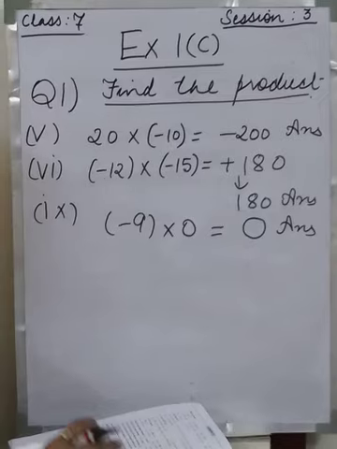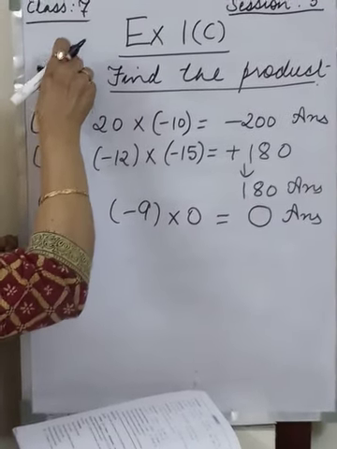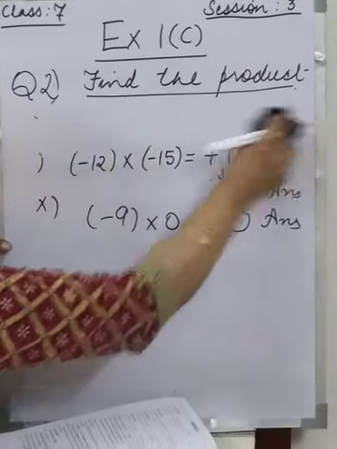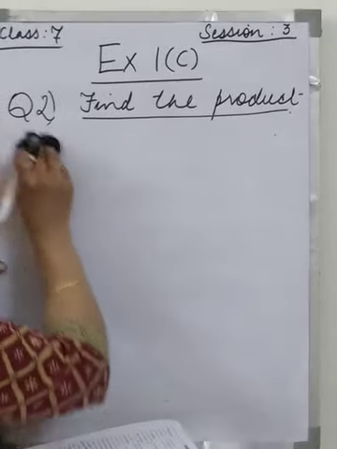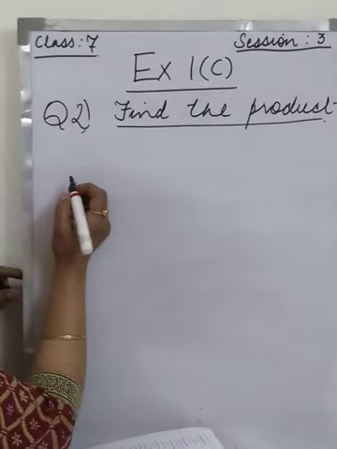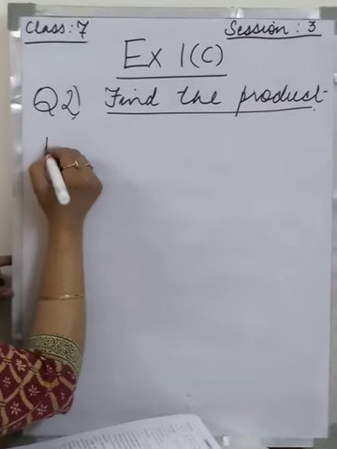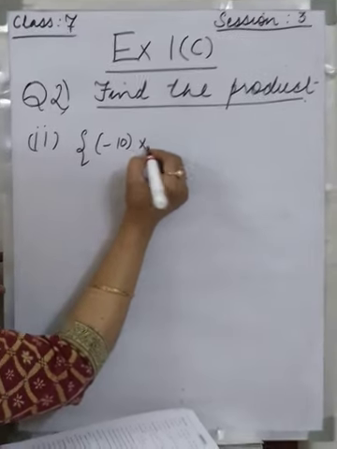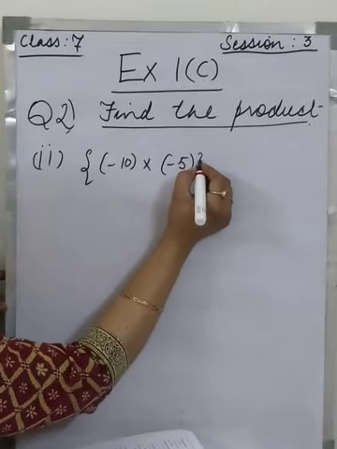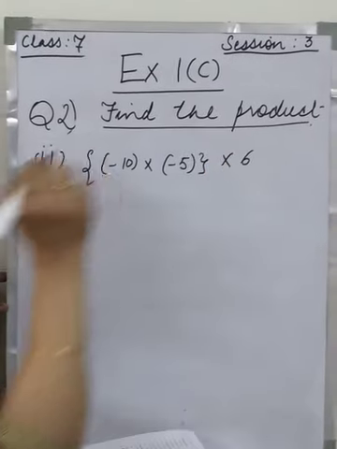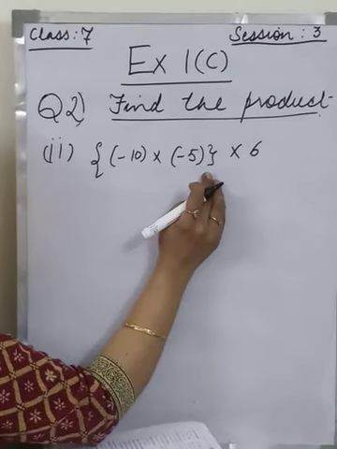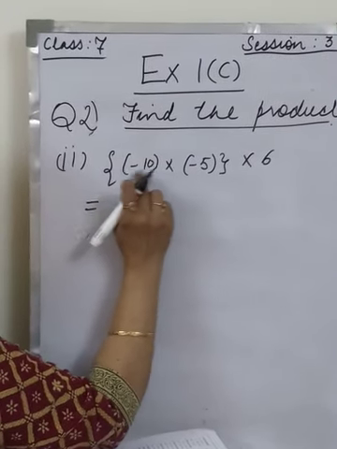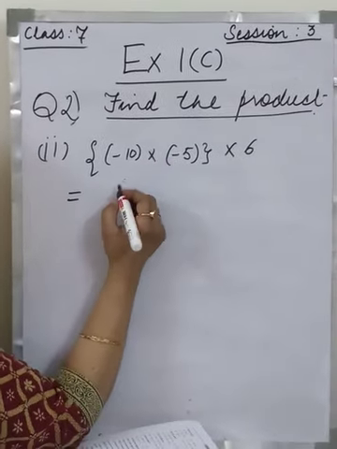Question number 2, again we have the same, find the product. Question number 2, I do the second part for you. It is minus 10 into minus 5 in curly bracket, and then we have 6. So firstly we solve the bracket. Minus 5 and minus 10, how many times is the negative sign there? Even times, so the sign is going to become plus.